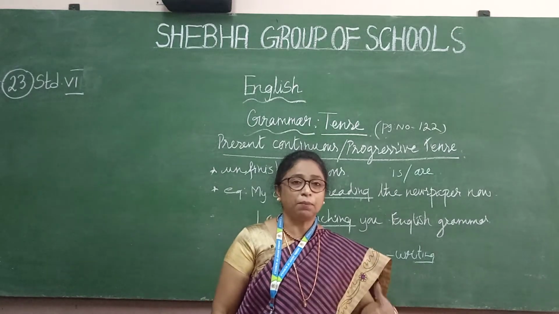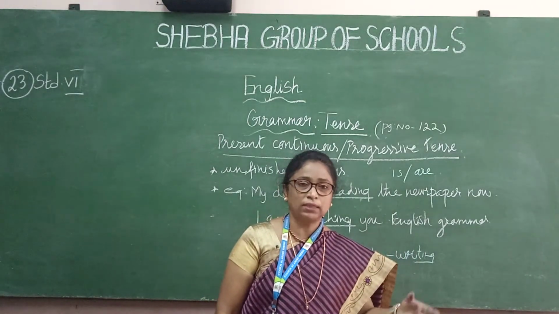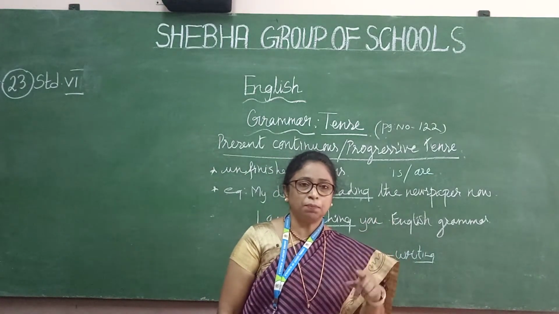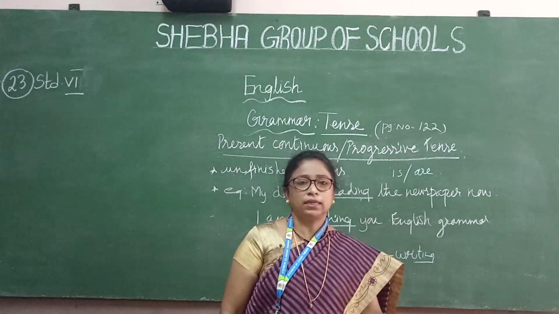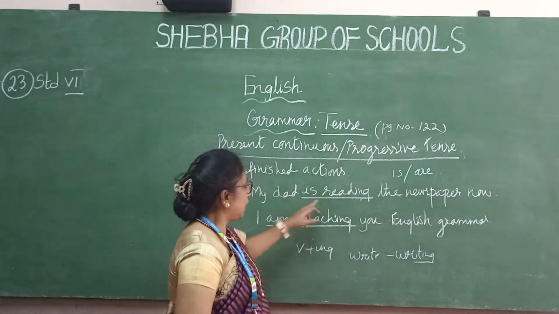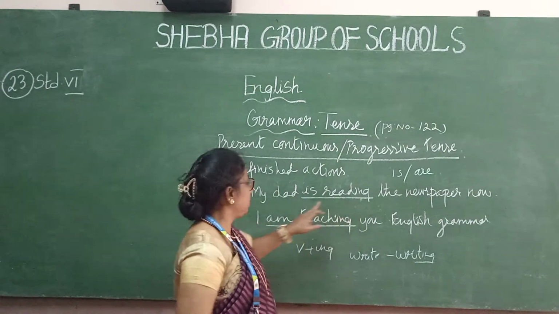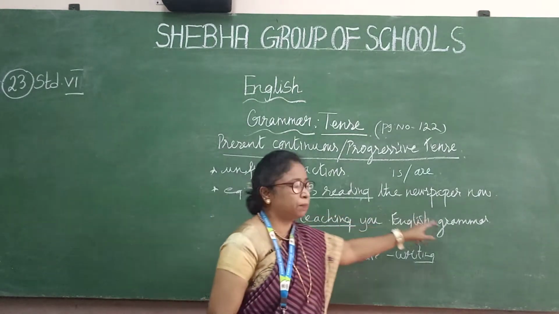So what is happening? An unfinished action is known as progressive, a simple progressive tense. Got that now? So, ing. Adding ing to words. See that? My dad is reading the newspaper now.